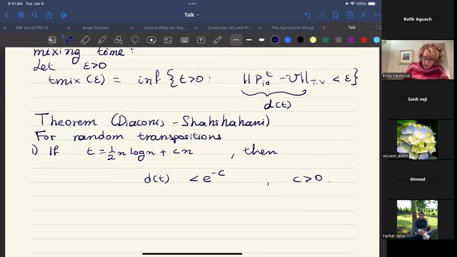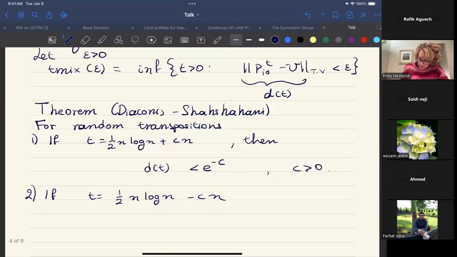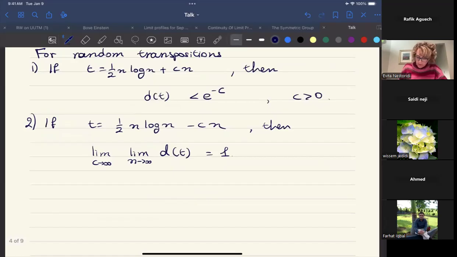So this means that in particular, if we take c to be log of 1 over epsilon, then d_t becomes less than epsilon, just to connect it with the epsilon type of definition. A second thing is they also noted that if you take a few less steps, then if we take total variation distance at this time t and we send n to infinity and then c to infinity, then you get 1. You get the maximum value of the total variation distance. You can imagine this as somehow at this time d_t is bigger than 1 minus something small.